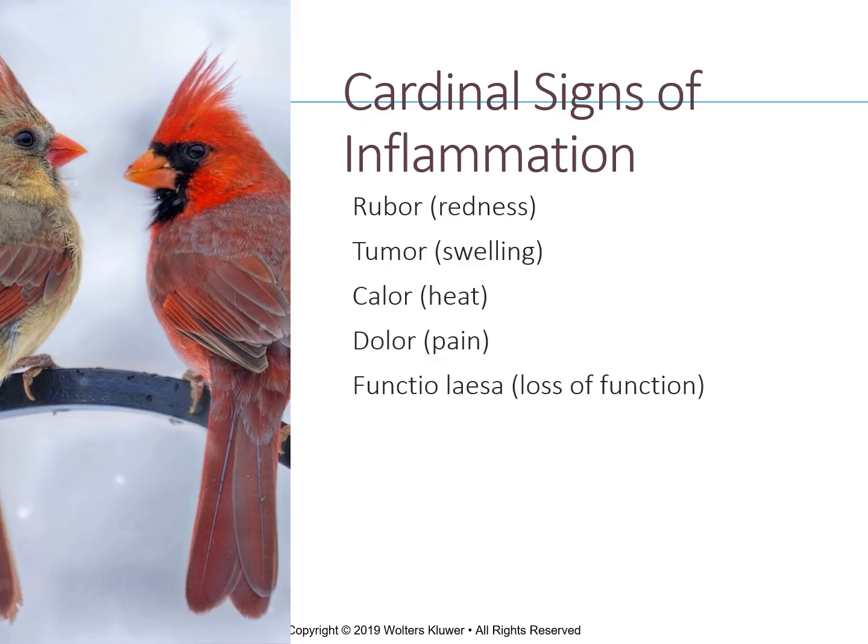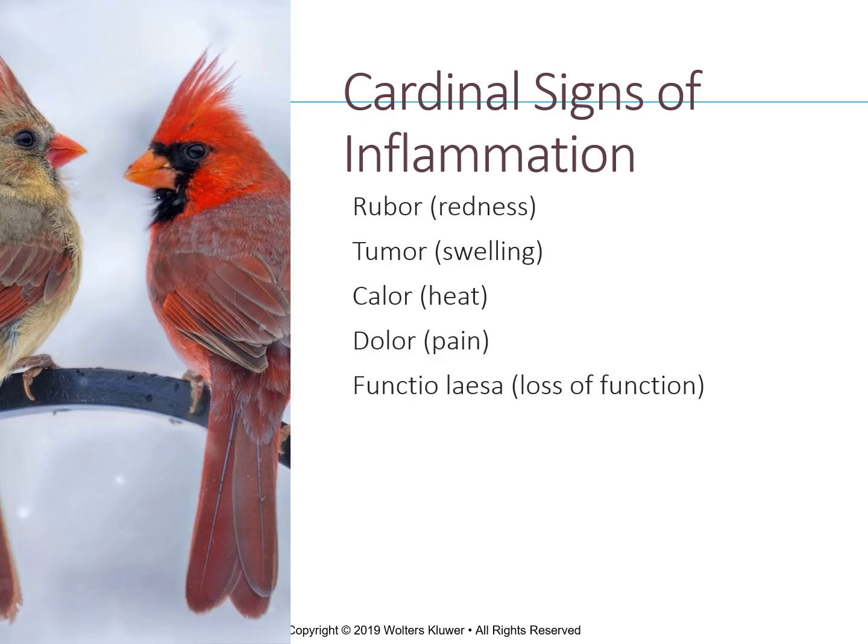And so those are what we call rubor, or redness; tumor, which refers to swelling; calor, which means heat; dolor, which is pain; and finally, loss of function. So again, these are all the cardinal signs of inflammation that we see locally when there is an inflammatory response.